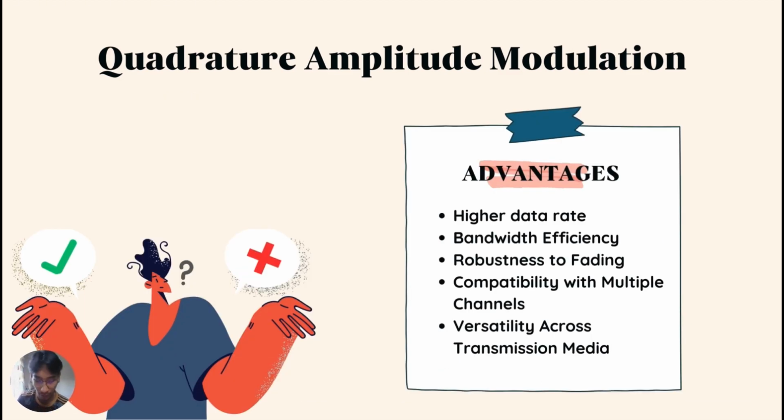So the advantage of QAM is a high data rate by representing multiple bits with each symbol. Bandwidth efficiency, meaning that a larger amount of data can be transmitted. Robustness to fading, which means that it has a higher immunity towards noise. Compatibility with multiple channels, allowing multi-channel communication. And versatility across transmission media, so it can be applied in various transmission media such as fiber optic and so on.